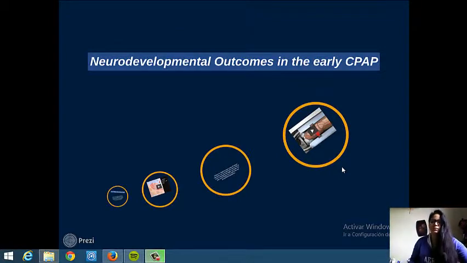Neurodevelopment outcomes in the early CPAP, that means continuous positive airway pressure.